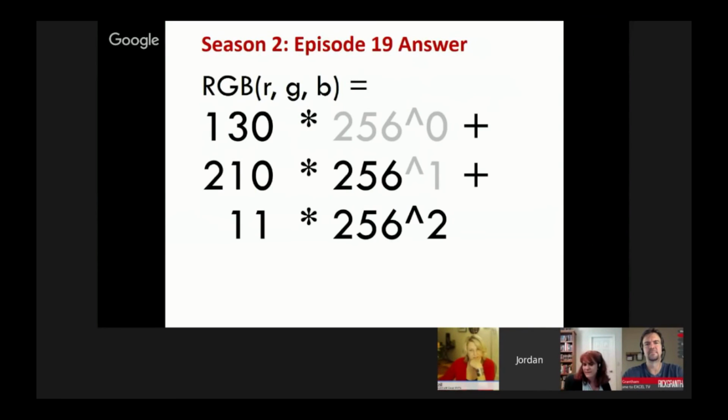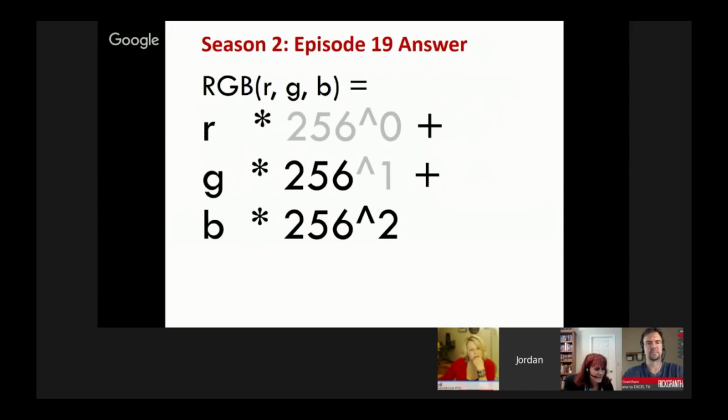The answer to this is that the first, red, and I'll show you a generalized form of this in a second, is multiplied by 256 to the 0th. Now remember, 256 to the 0 is going to return a 1. So it's multiplied times 1. The next part, the green, is 210 multiplied by 256 to the 1. And the last one, 11, is multiplied by 256 to the 2nd. And these numbers are all added up.